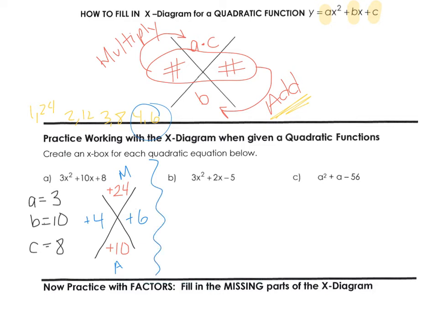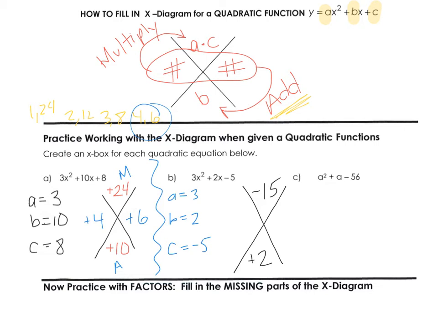All right, let's try it again. A is 3, B is 2, C is negative 5. That negative is going to throw a little wrench in this. It's going to make it a little bit harder. 3 times negative 5 is negative 15. You have to have a negative 15 there. B goes on the bottom, positive 2.